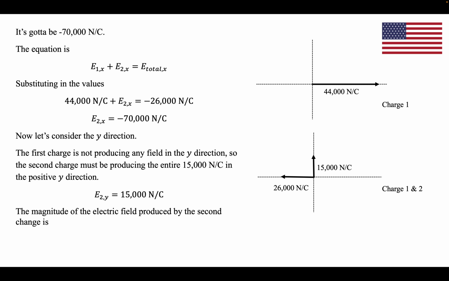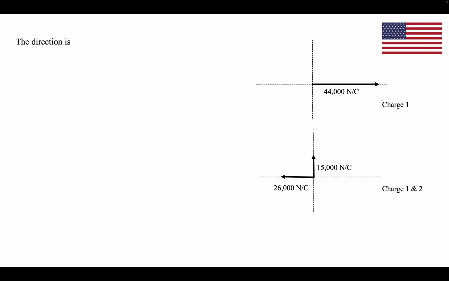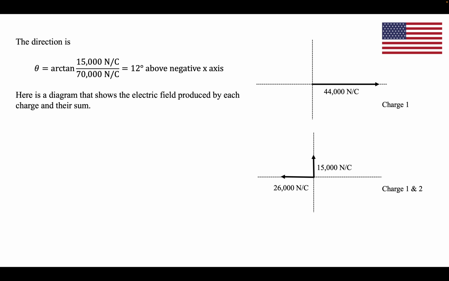The magnitude is the square root of E sub x squared plus E sub y squared. It's about 71.6 kilonewtons per coulomb. The direction, if you use arctangent, is 12 degrees above the negative x-axis.